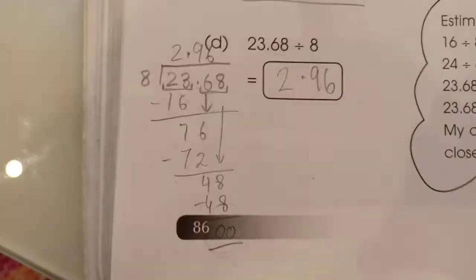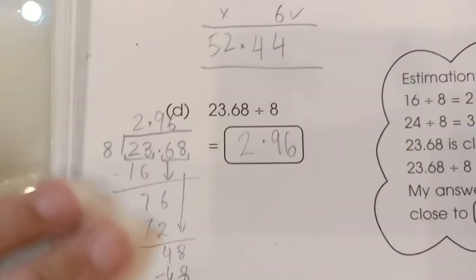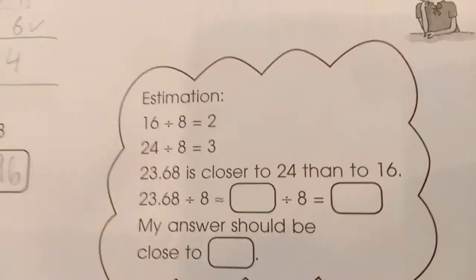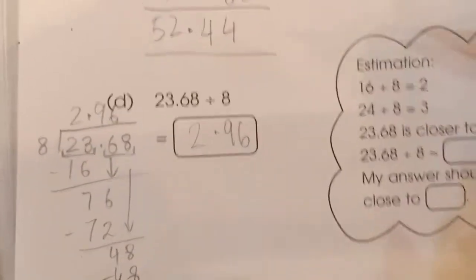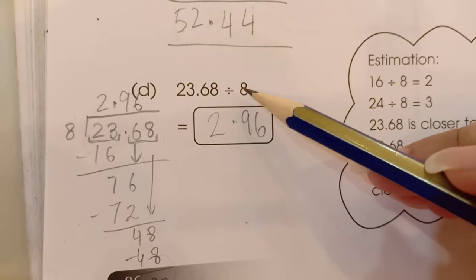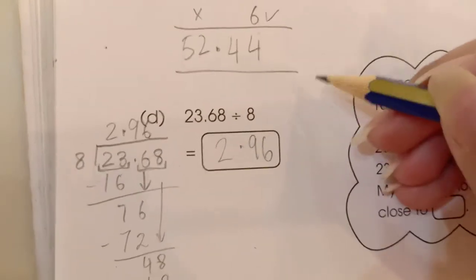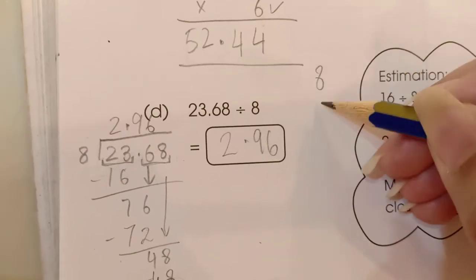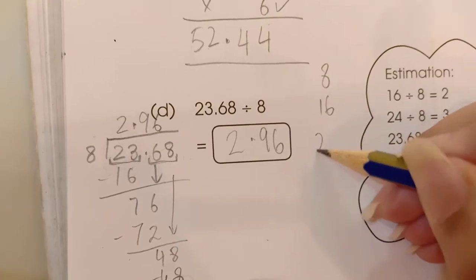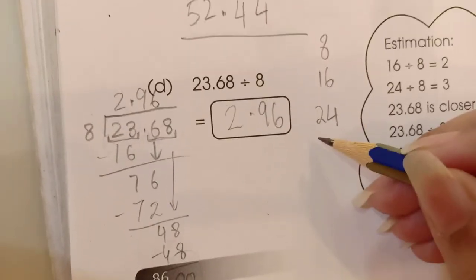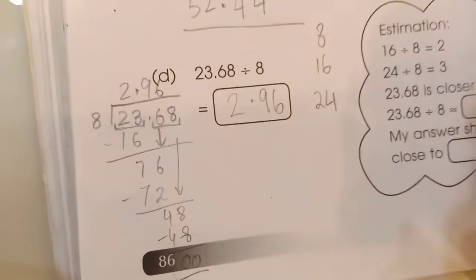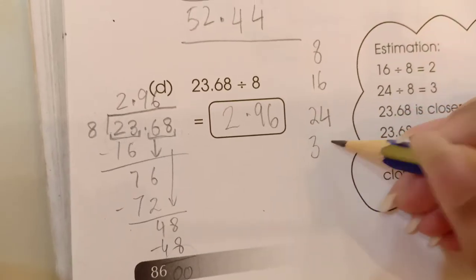All of you do know how to do this division, but you got stuck in the estimation part. Here the number with which 23.68 was being divided was 8. Write down the multiples of 8 here. 8, 16, 24 and then 32 and so on.